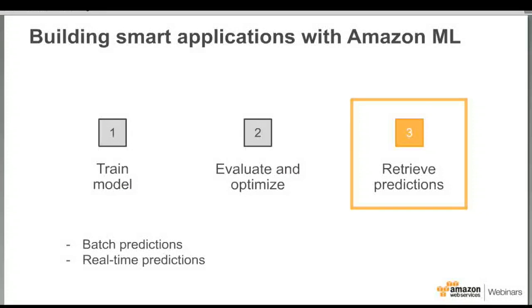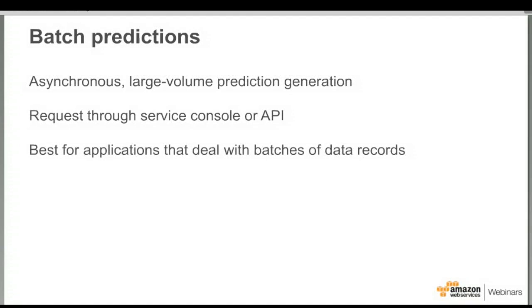So we have a model, we've built it, we evaluate it, we like it. The next step is to retrieve predictions. There are two ways to get predictions with Amazon Machine Learning. The first is batch predictions. And this method is best when you have a large volume of data records and you want to get predictions for them all at once, which usually means that your application deals with data batches to start with.